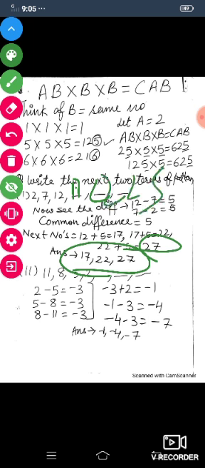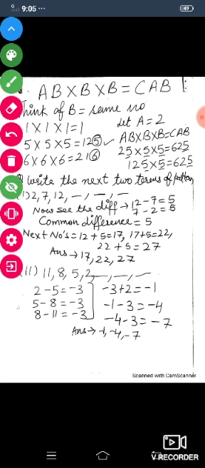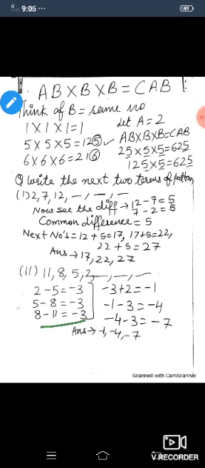Now the second part, there is another pattern, 11, 8, 5, 2. Then the next three terms, just start taking the difference from the back. 2 minus 5 is equal to minus 3. 5 minus 8 is equal to minus 3. And 8 minus 11 is equal to minus 3. Since our common difference is minus 3, what will be the next term? 2 minus 3 is equal to minus 1. So our next term is minus 1. Again minus 1 minus 3 is equal to minus 4. So this will be the second term. Then the third term will be minus 4 minus 3, that is equal to minus 7.